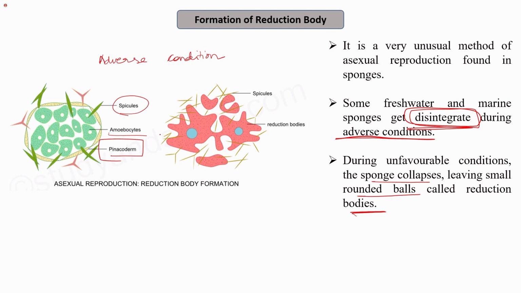But during the unfavorable condition, all the cellular system collapses, leading to the formation of reduction bodies, and spicules, you can see now, do not act much as a skeletal system. So they leave these small rounded balls which are called the reduction bodies. So the formation of reduction bodies takes place during the unfavorable or adverse conditions.